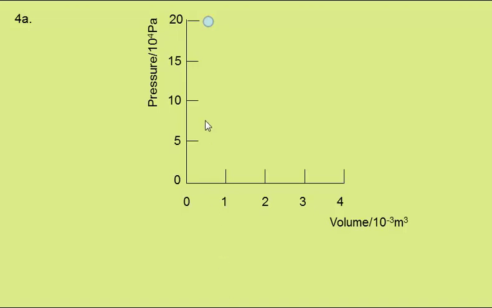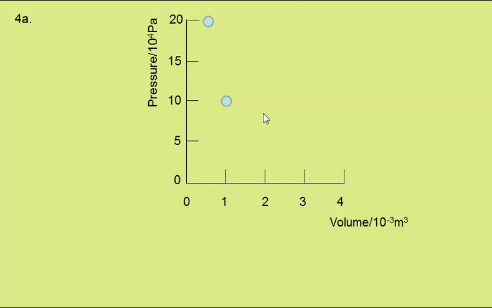So at the moment we have a volume of 0.5 times 10 to the minus 3 cubic meters and a pressure of 20 times 10 to the 4 pascals. Doubling the volume to 1 times 10 to the minus 3 cubic meters will give a pressure of 10 times 10 to the 4 pascals.